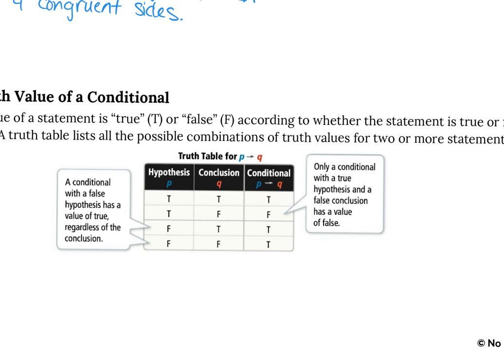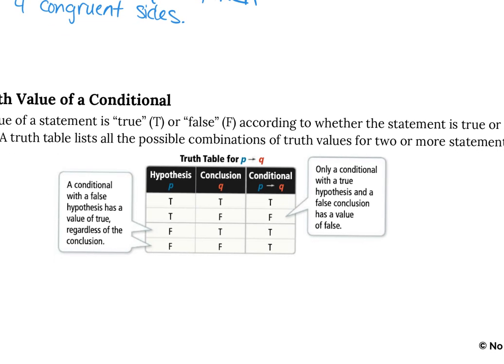So you can see here that the only time a conditional is going to be false is if my hypothesis is true, but my conclusion is false. That's the only time that a conditional will be false.